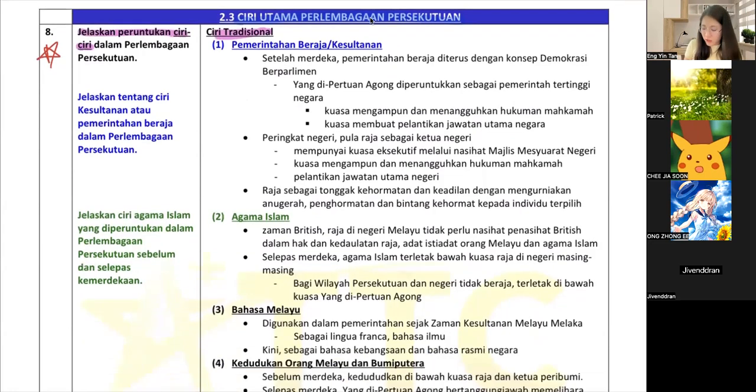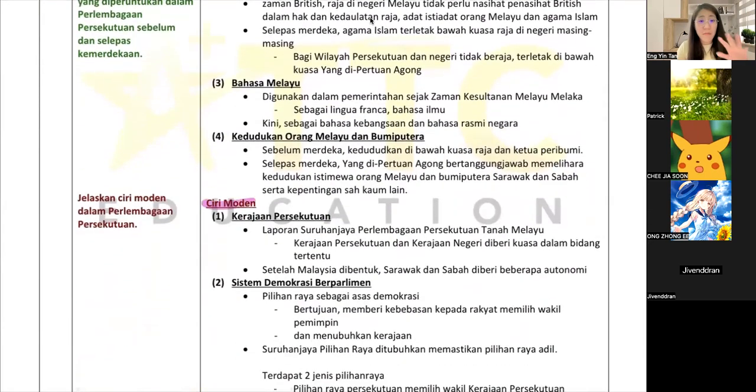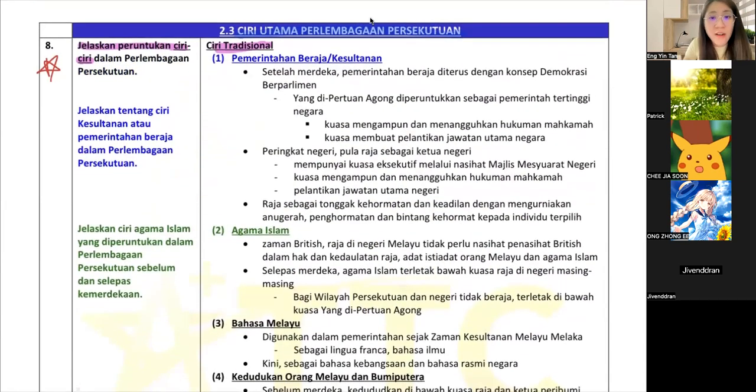Ciri traditional, ciri modern. Let me teach you how I memorize. Now, ciri traditional, you just remember traditional. Traditional must be something that relates to the past one. Must be something related to long time ago. So long time ago, what did the law say? The law says that the king is very important. That's the reason why after that we merdeka, we still continue maintain the royal kingdom.